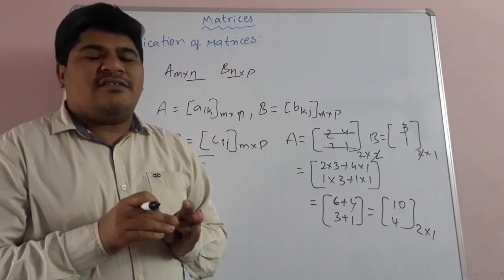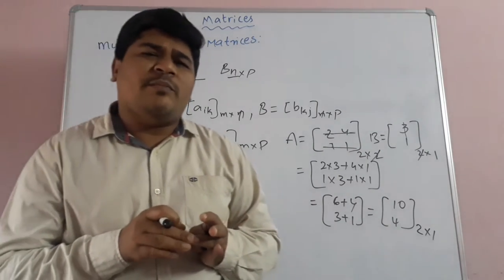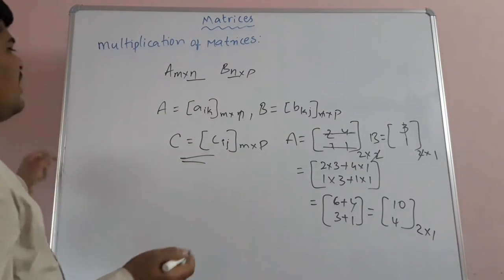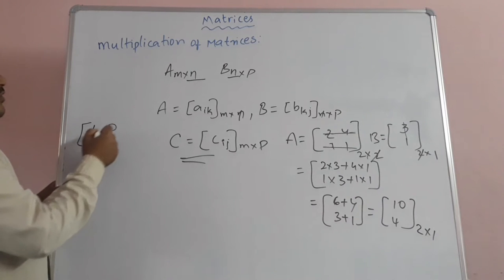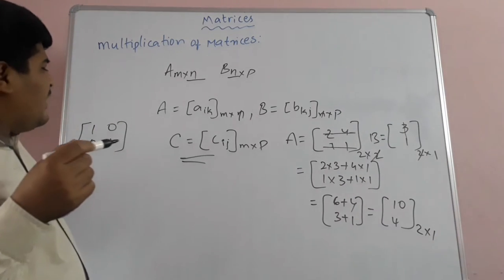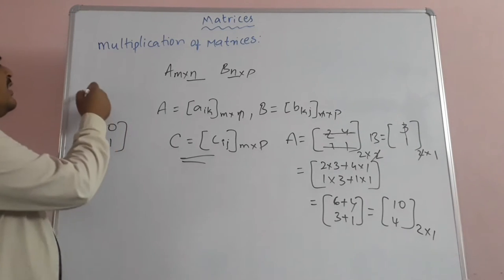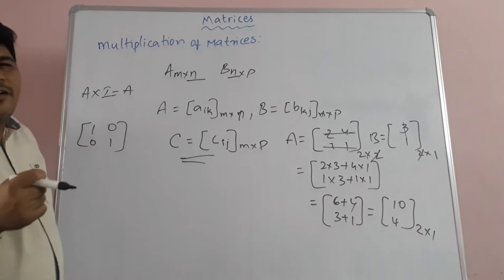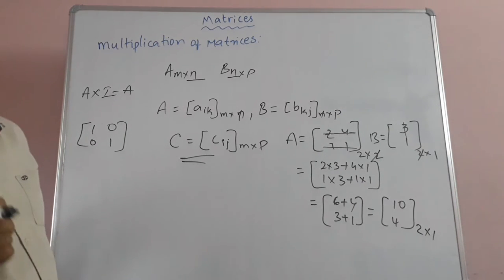Multiplication of matrices satisfies the associative property, the distributive property, and has an identity. So the identity matrix, children, we already discussed: 1 0 0 1. This type of matrix is said to be an identity matrix. If we multiply any matrix with I, then the product does not change. A into I is equal to A, children. So I is called the identity matrix for multiplication.